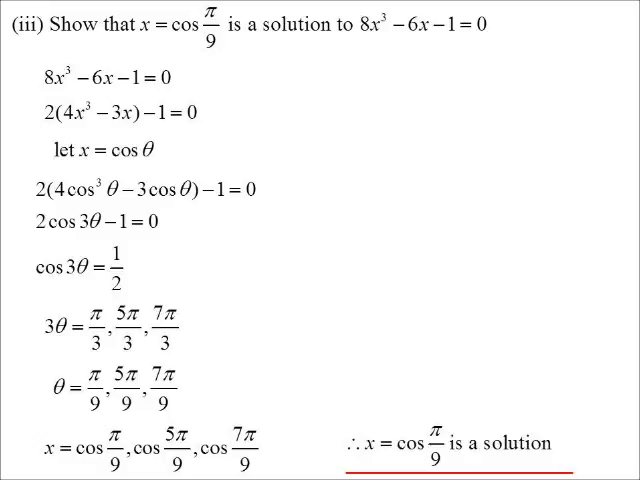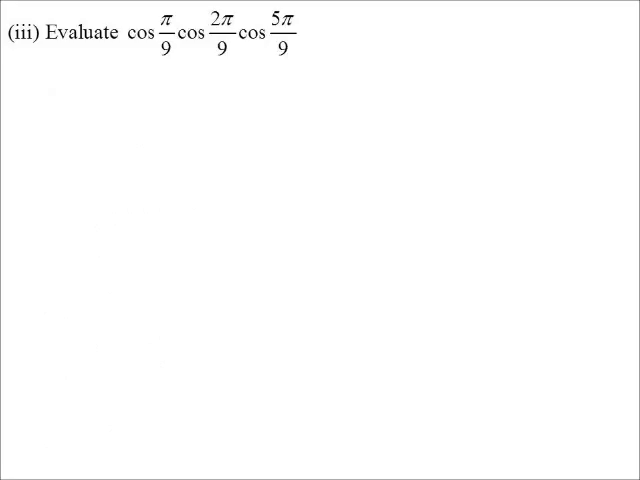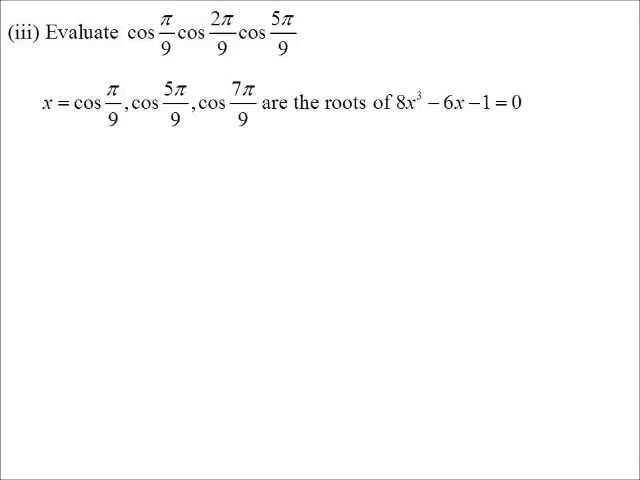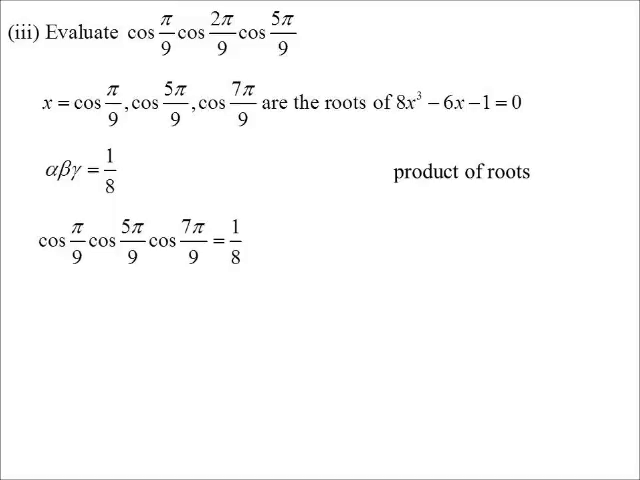So yeah, cos pi on 9 is indeed a solution. We're now going to evaluate cos pi on 9, cos 2 pi on 9, cos 5 pi on 9. We just said the solutions were cos pi on 9, cos 5 pi on 9, and cos 7 pi on 9. So they're the roots. We're basically looking at playing with the product of the roots. Only problem is I've got a 2 pi on 9 instead of a cos 7 pi on 9.